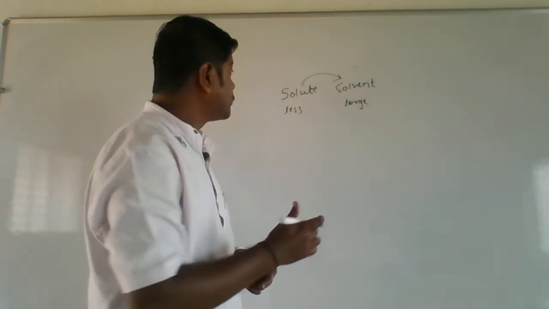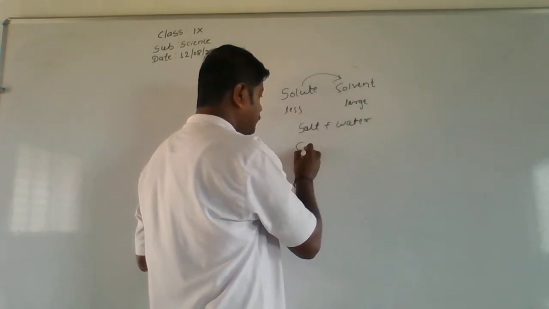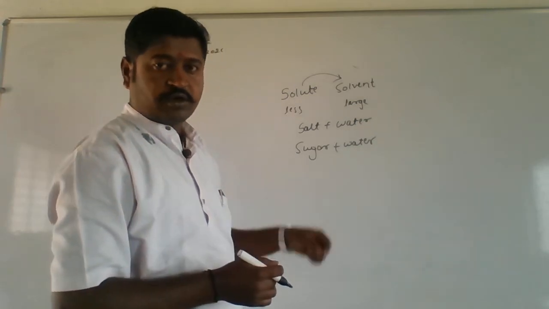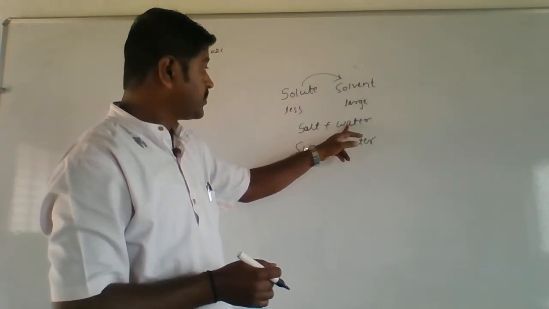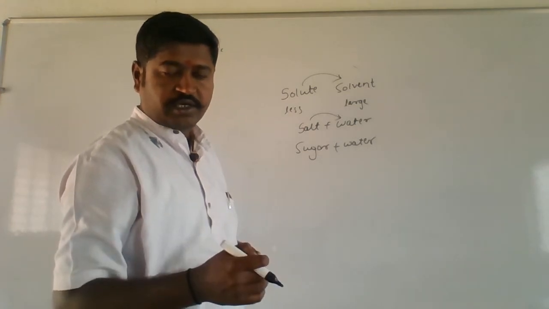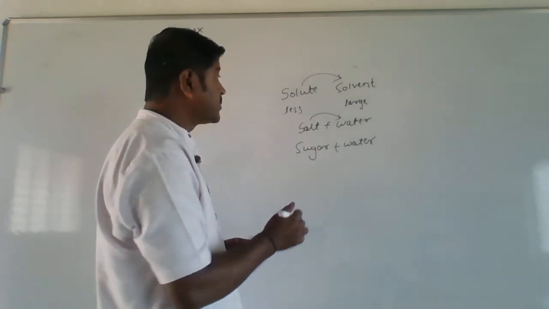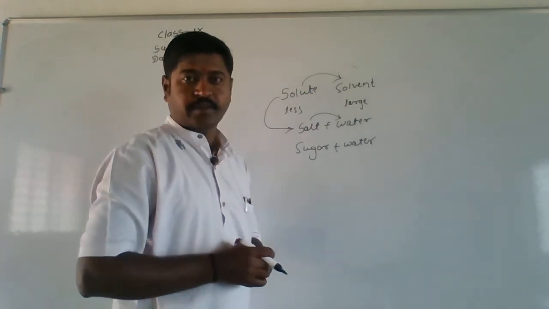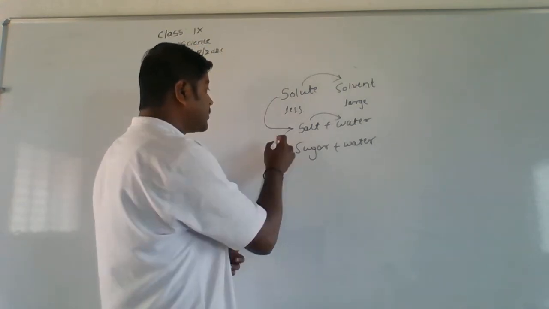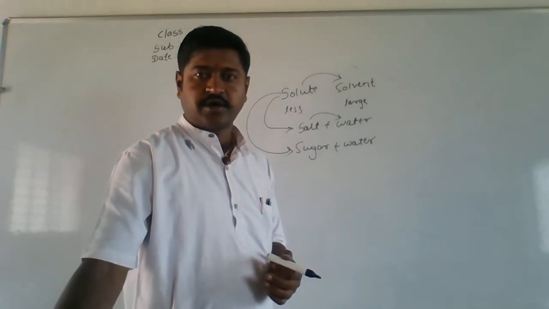Example for this is solution of salt and water, or sugar and water. So we are dissolving salt in water, right? Is salt in a less quantity or is water in less quantity? It is salt which is in less quantity. That is why solute here is salt. The next, sugar and water. Here also sugar is present in less quantity, that is why sugar is also a solute. Is this clear?